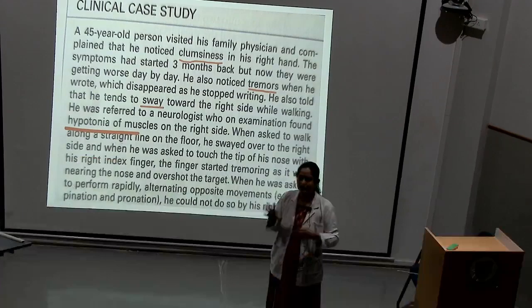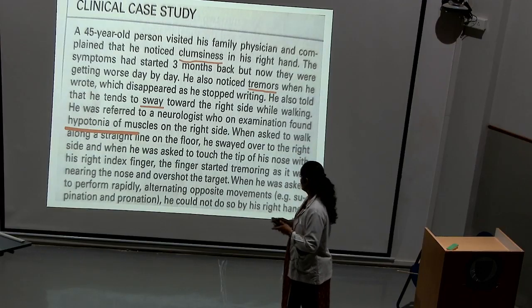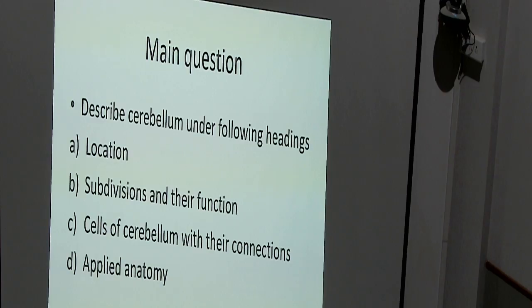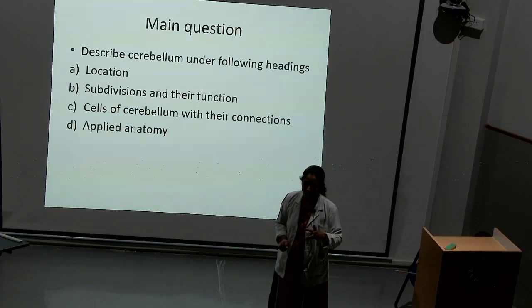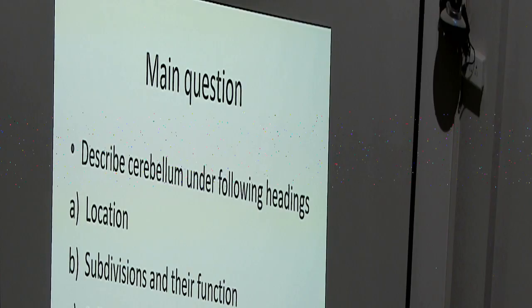So, all the signs and symptoms, you are now able to explain with the help of which part of the cerebellum is involved and why it is occurring. So, this was about the cerebellum, the subdivisions, the functions and applied anatomy. Usually the cerebellum is asked as a main question. Even when you go to your clinical side, cerebellar ataxia is a main case for you, and you have to describe the cerebellum under the following headings: location, subdivisions and their function, the cells of the cerebellum with their connections, and applied anatomy. Thank you.